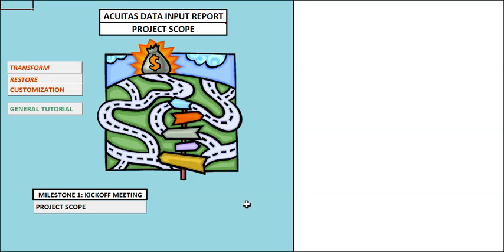The Acuitas platform uses data input forms to make it easier for Optum to supply data and information needed to run the simulations and analysis. All of these data input forms have the same general look and feel and follow the same general data input procedures that will be covered in this general tutorial video. We will use the project scope data input form, the first form required in milestone 1 of the Phoenix Community Project, to illustrate the common aspects of all of these forms.